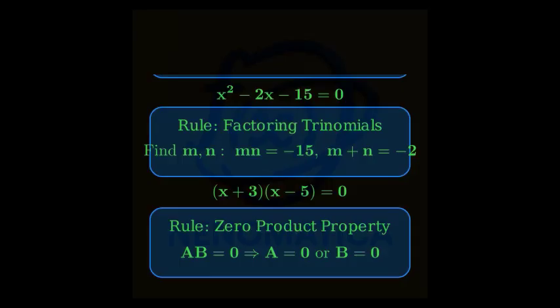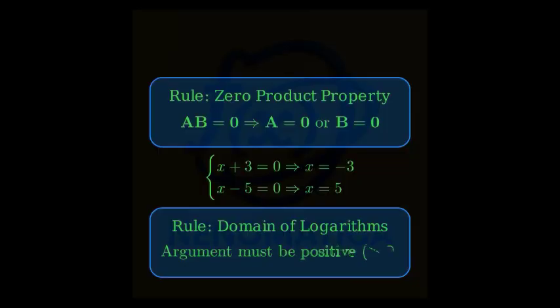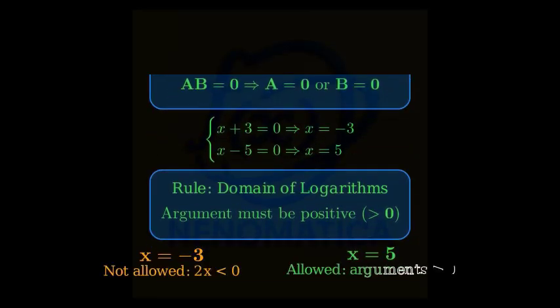Step 5. Check the domain. The argument of a logarithm must be positive. x equals negative 3 gives a negative argument, which is invalid. Therefore, x equals negative 3 is rejected, and x equals 5 is valid.